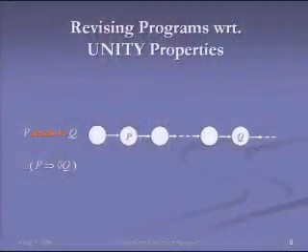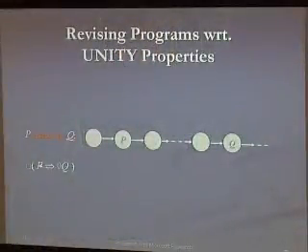So let's get into the unity properties. One of them is the well-known leads-to property, which can be described with this LTL formula, in which it is always the case that if P becomes true, then Q should eventually become true. It's of this sort of computation where P becomes true here and Q eventually should become true.